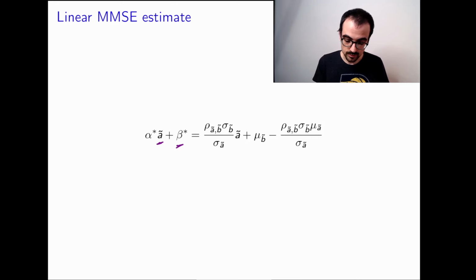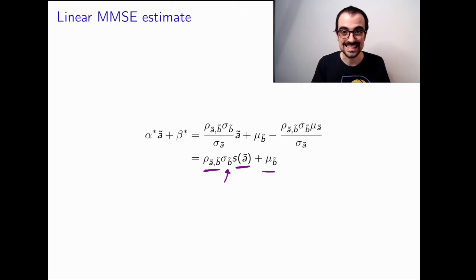And here what we realize is that this term and this term are multiplied by the same thing. So this is actually the standardized version of A multiplied by the correlation coefficient and then scaled by the standard deviation of B plus this constant. So it's exactly the same thing that we obtained from common sense, realizing the connection between B and S of B.